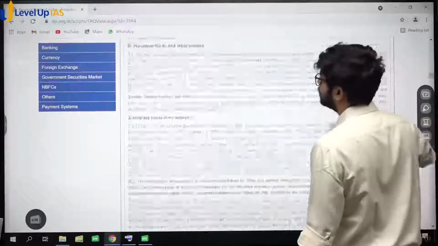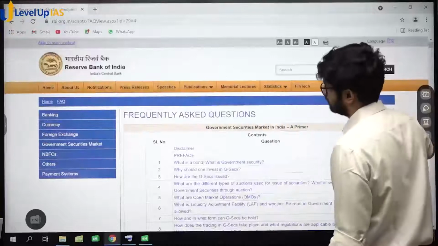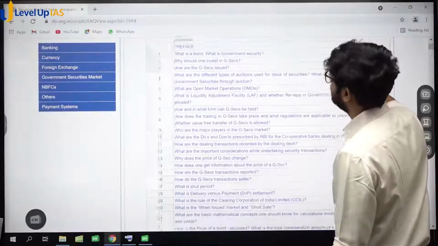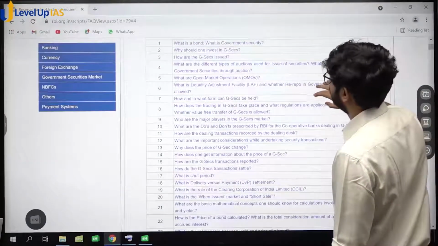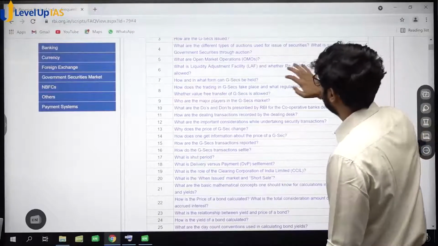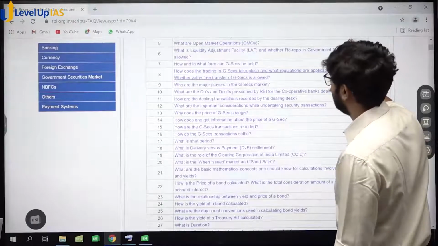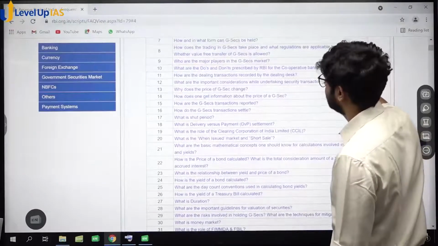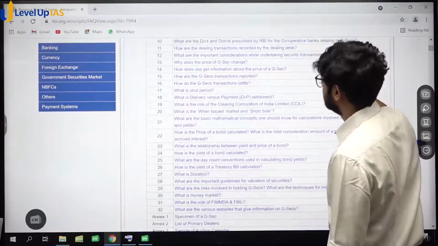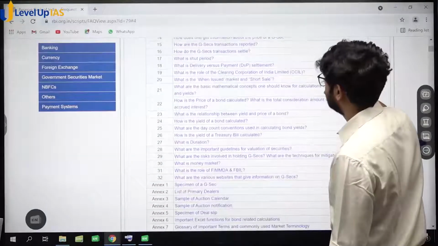If you go to read, there is a lot. Why should one invest? How are G-Secs issued? I want to know the types. How and in what form? How does the trading take place? What are the major players? How are the prices recorded and changed? One gets information reported. Basic concepts, price of bond.